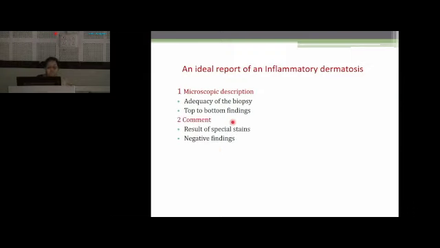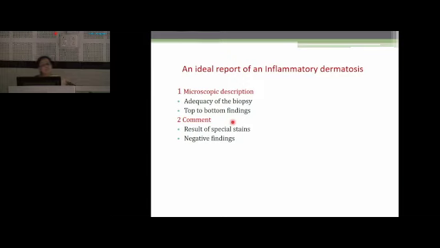The next part is the comments part, and this is the most important part. Here, the result of special stain should be mentioned, and it should also include negative findings. Unfortunately, this is the part which is, although most important, most often missed, and most of the pathologists do not comment on negative findings.